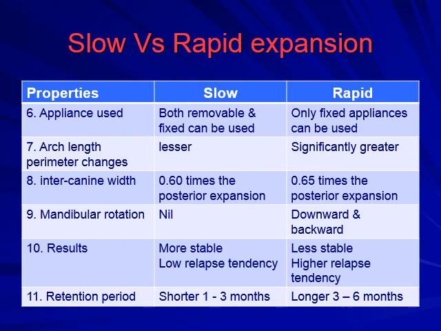There is no effect on the mandible with the slow expansion, while the rapid expansion causes the mandible to rotate downward and forward. The treatment results are more stable in the slow expansion than in the rapid expansion. The relapse tendency is low in the slow expansion and higher in the rapid expansion. The retention period is short in the slow expansion, around 1 to 3 months, and longer in the rapid expansion, around 3 to 6 months.